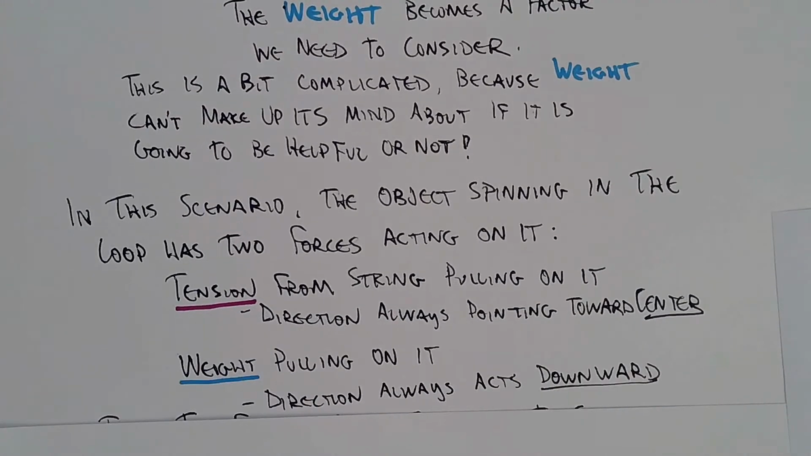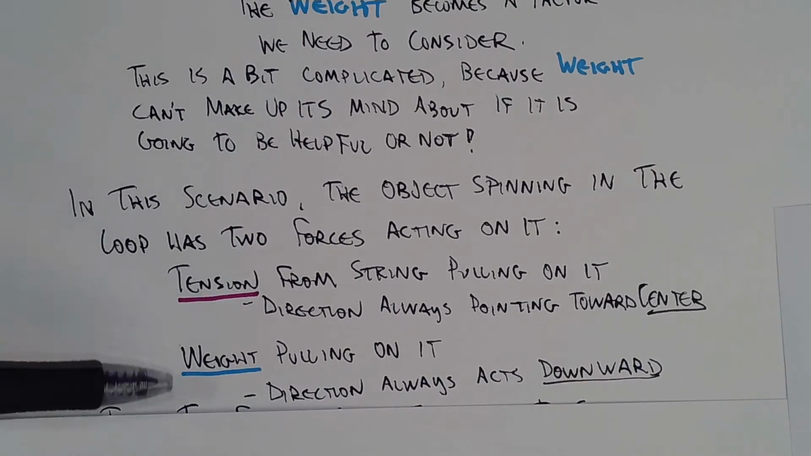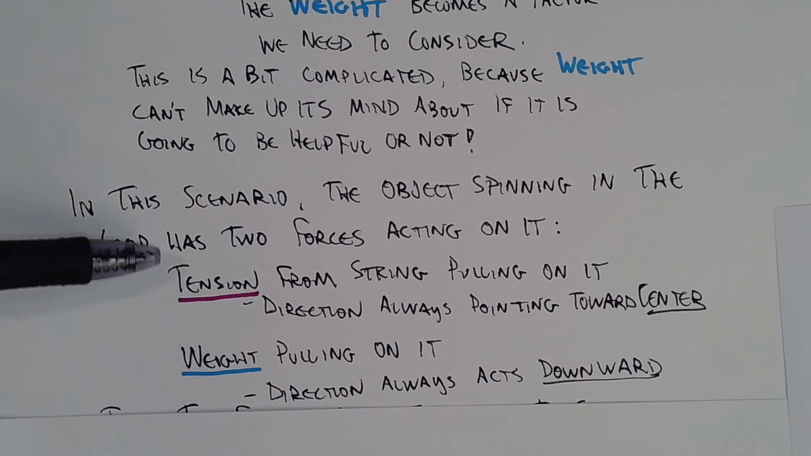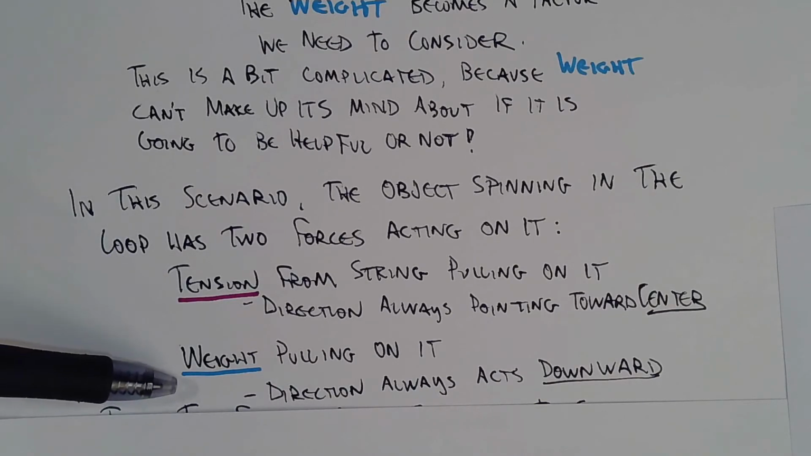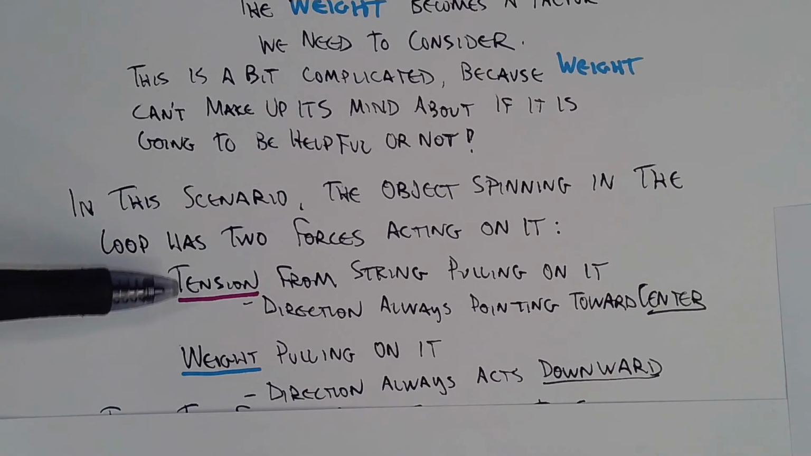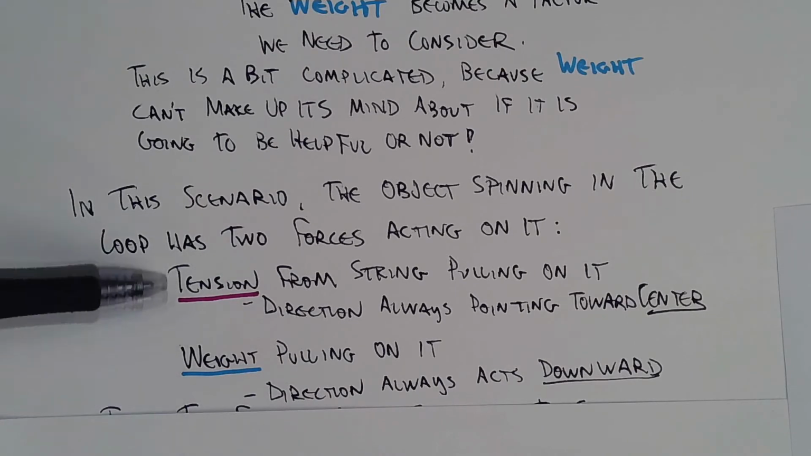In comparison, we have the weight. And the weight is always acting on the object, and the weight is pulling downward. No matter where it is in the loop, the weight's pulling downward. So we have these two forces. Tension is always pulling towards the center. Weight is always pulling downward. But when they interact, you can get a lot of different things going on. Sometimes it's good for you, sometimes not so good.